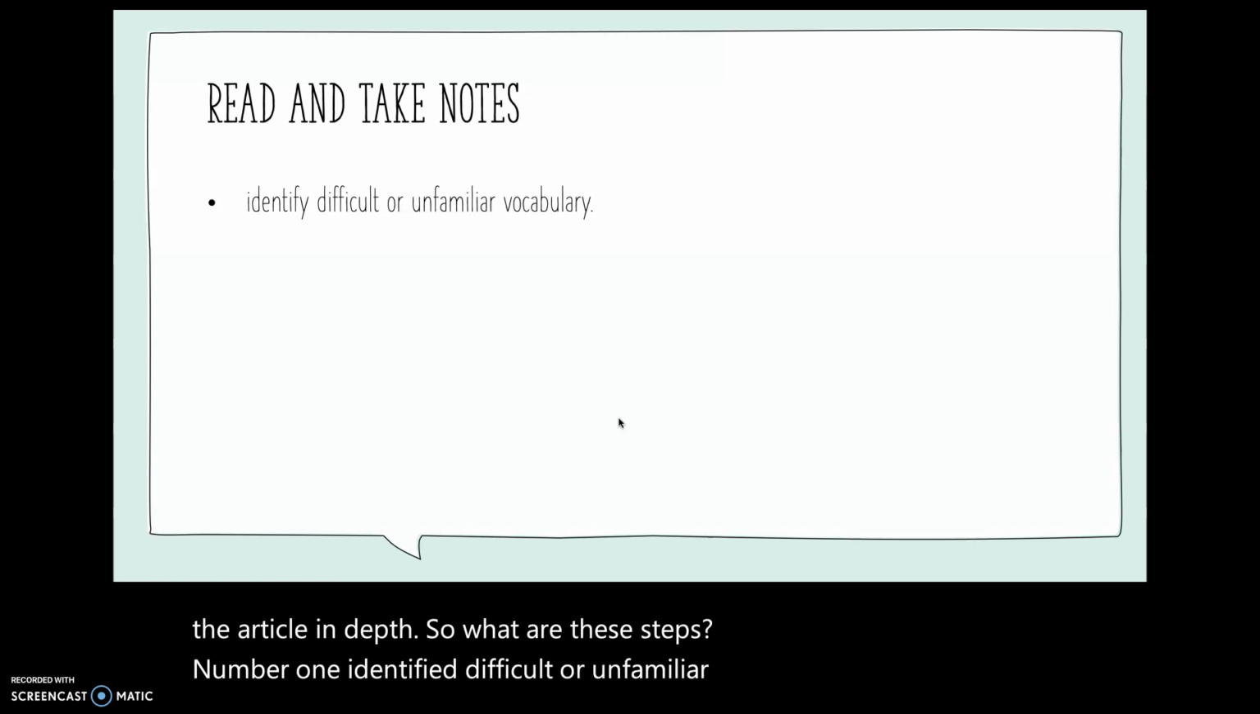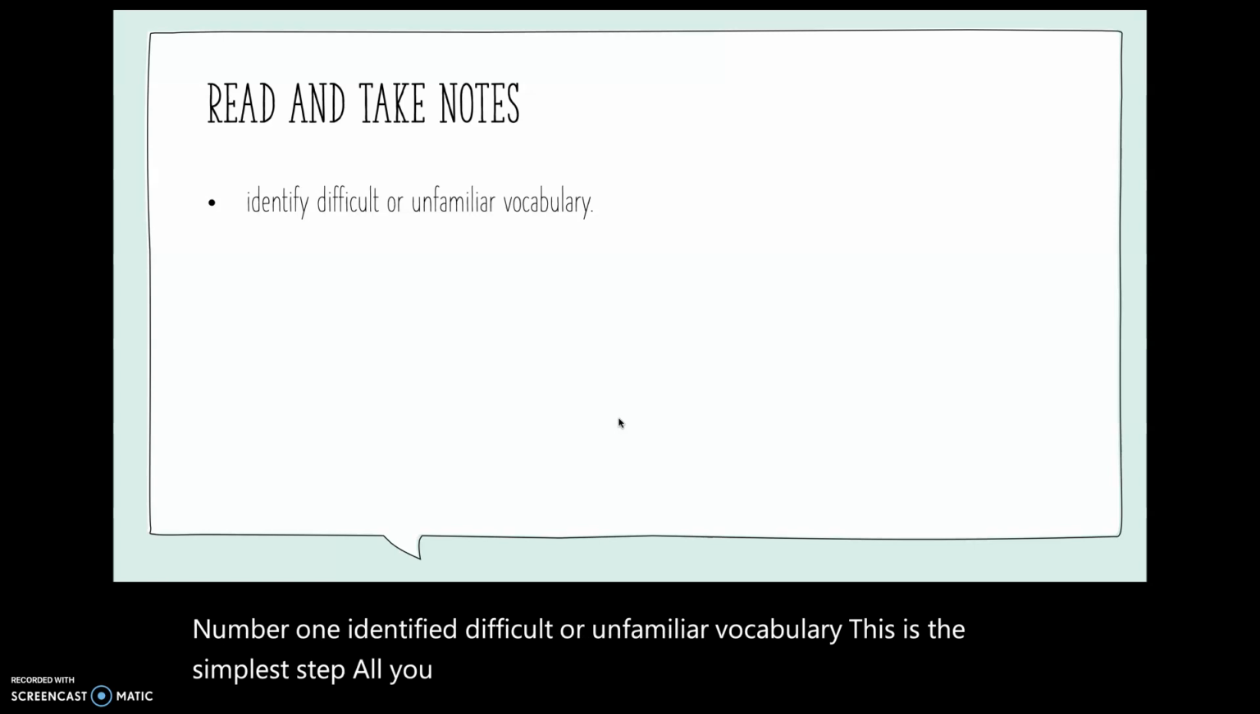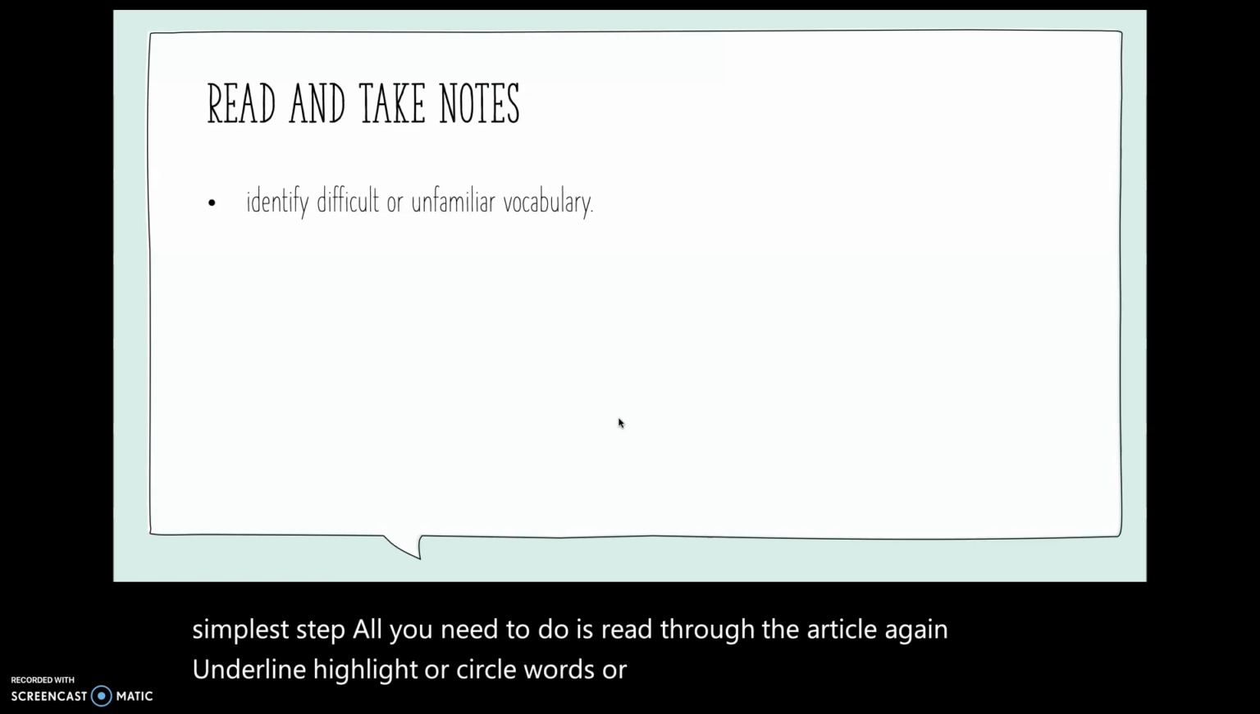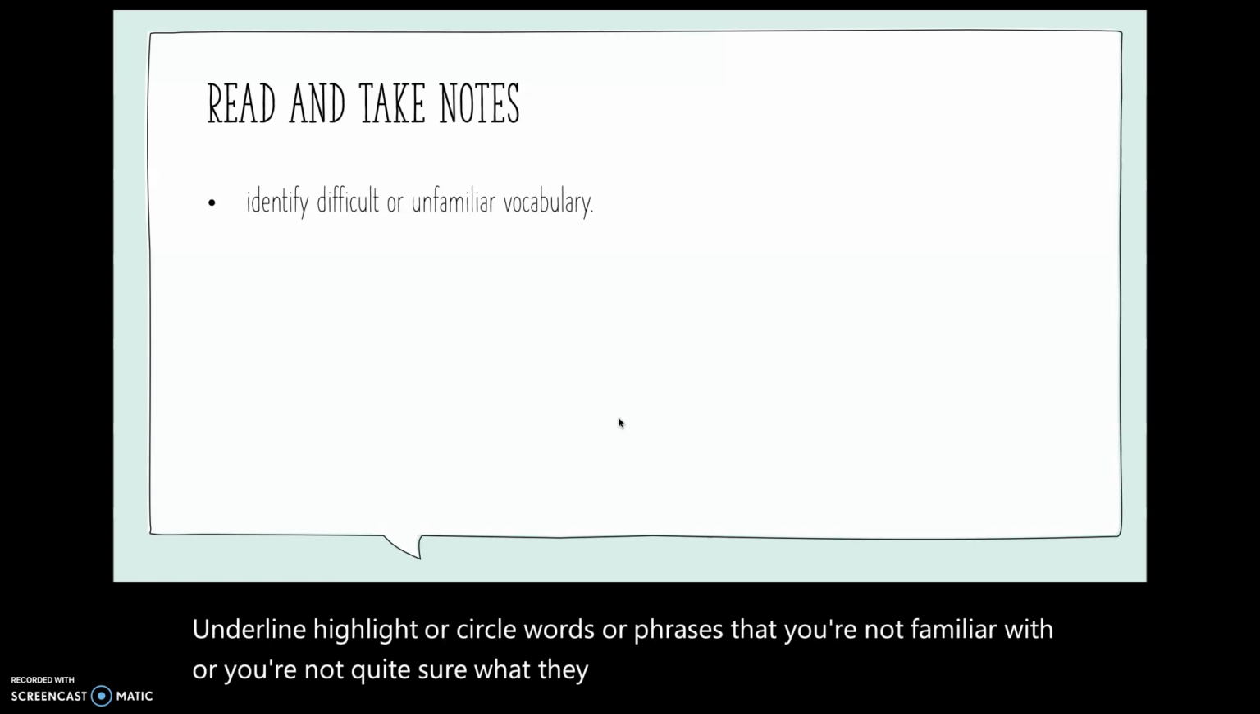This is the simplest step. All you need to do is read through the article again, underline, highlight, or circle words or phrases that you're not familiar with or you're not quite sure what they mean, and then look them up in a dictionary.